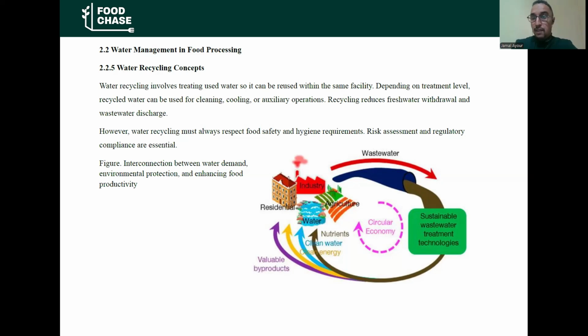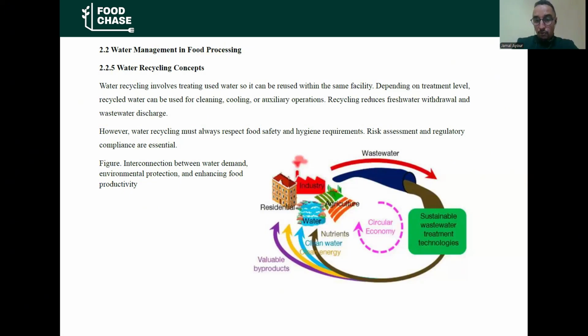The objective is dependent on the treatment level. Recycled water can be used for cleaning, cooling, or auxiliary operations. So the choice of technology depends on the nature of the processing and the step of each production chain. Recycling reduces fresh water use and wastewater discharges. However, water recycling must always respect food safety and hygiene requirements.